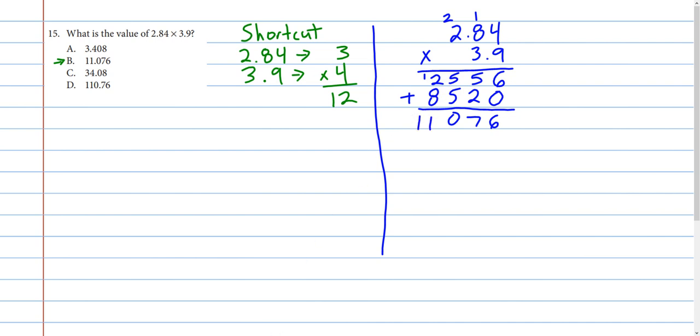And then the last thing we have to do is check how many numbers we had behind the decimal, because our answer has to have the same number behind the decimal after we multiply. So here we have 1 number behind the decimal, 2 numbers behind the decimal, and 3 numbers behind the decimal. So we also need to have that here. 1, 2, 3, and our decimal point would go right there after the 11, and we get 11.076, which we figured out was B with our shortcut.